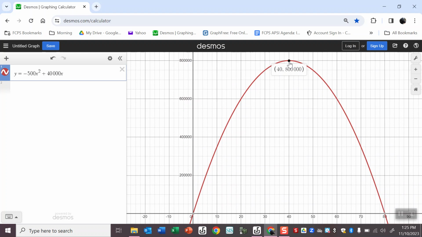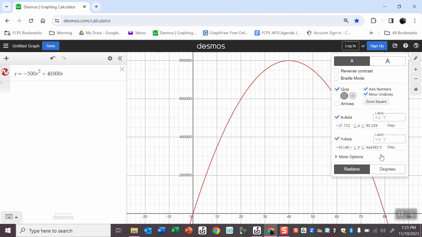And now I'm going to want to label my sides. My x value is my ticket price, and that is in dollars. And then my y value is my revenue.